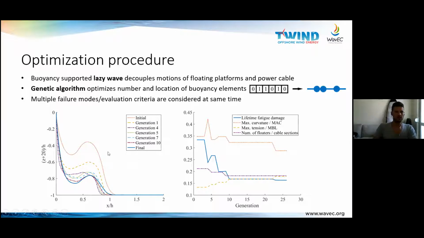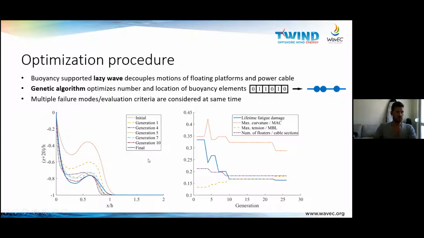Now, the question is, of course, how and where, how many floating modules do I need to apply? Because depending on that, my cable can look very different.